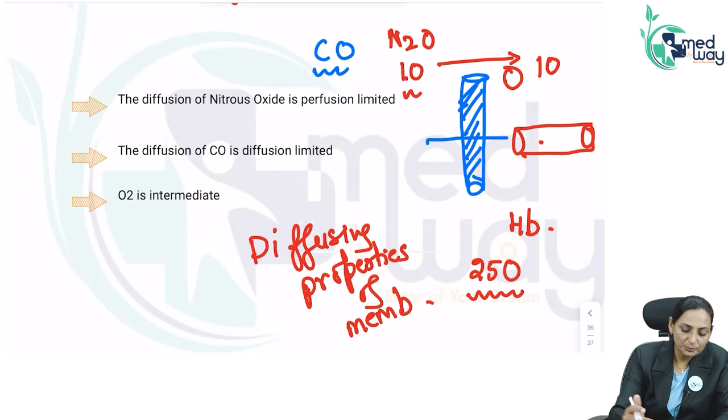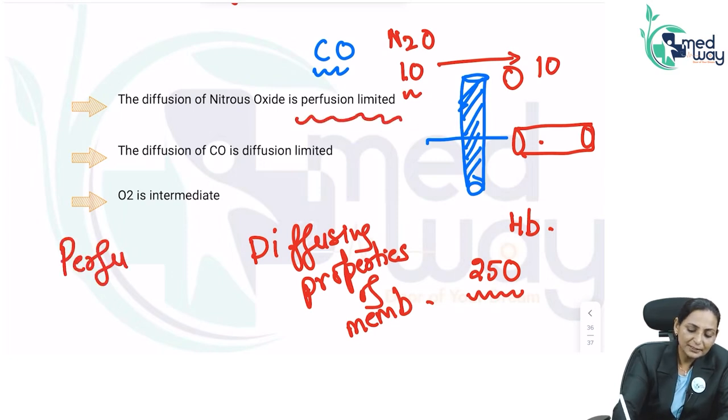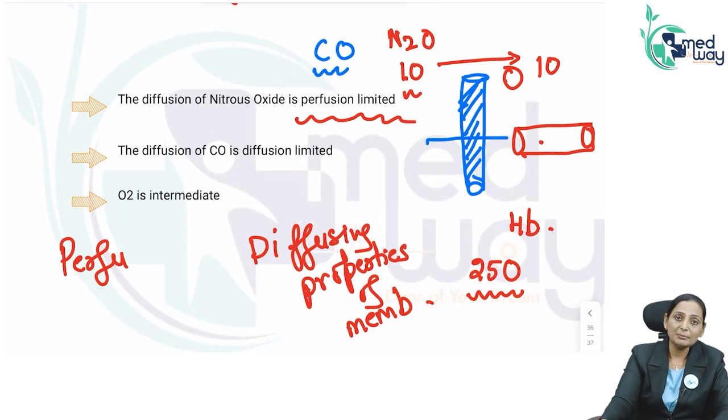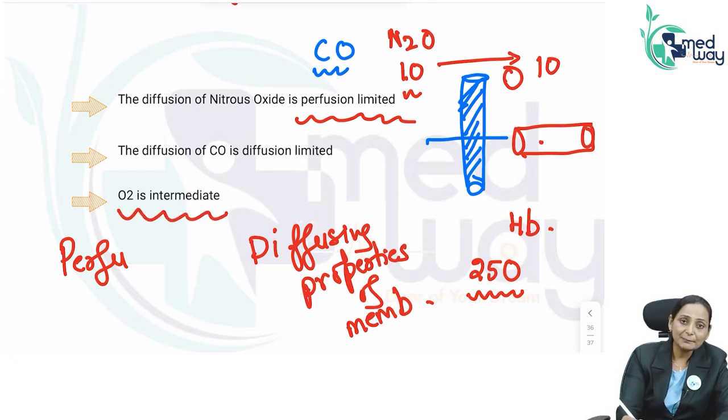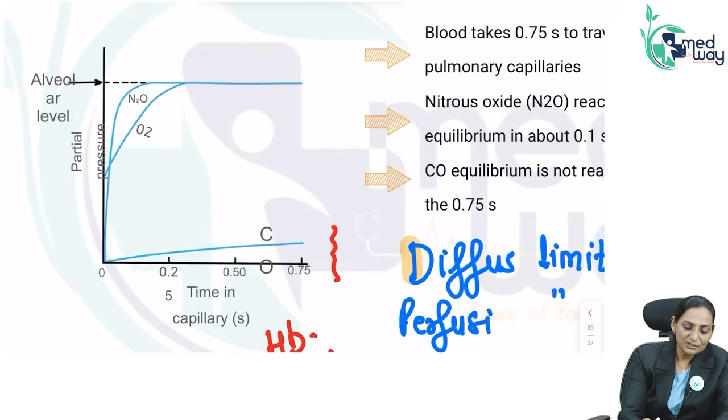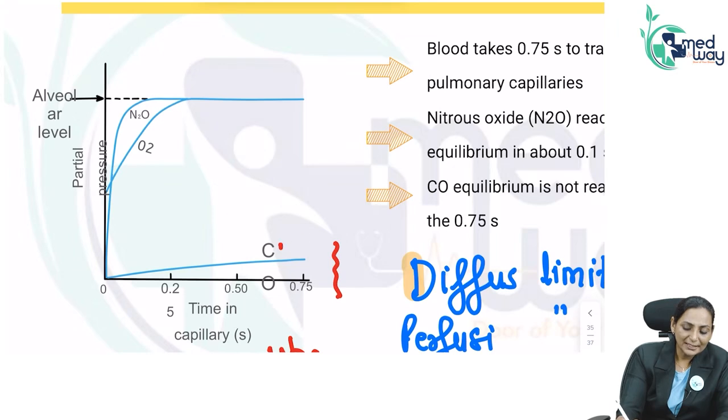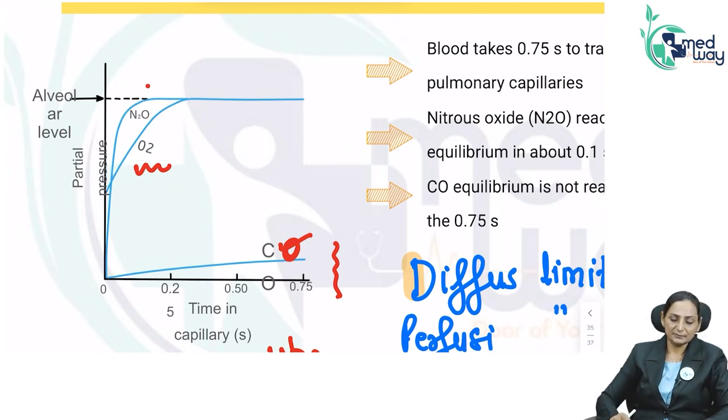So it is perfusion limited diffusion; it depends upon the blood flow. And oxygen is intermediate, because oxygen binds to hemoglobin and is also present in the dissolved form. So if you get this graph, you must remember: no equilibrium is attained by carbon monoxide, oxygen is intermediate, and the earliest equilibrium is obtained by nitrous oxide, right?